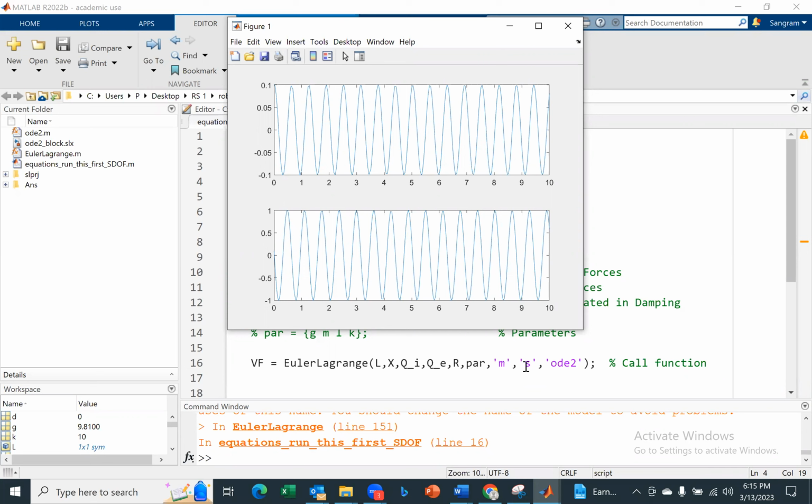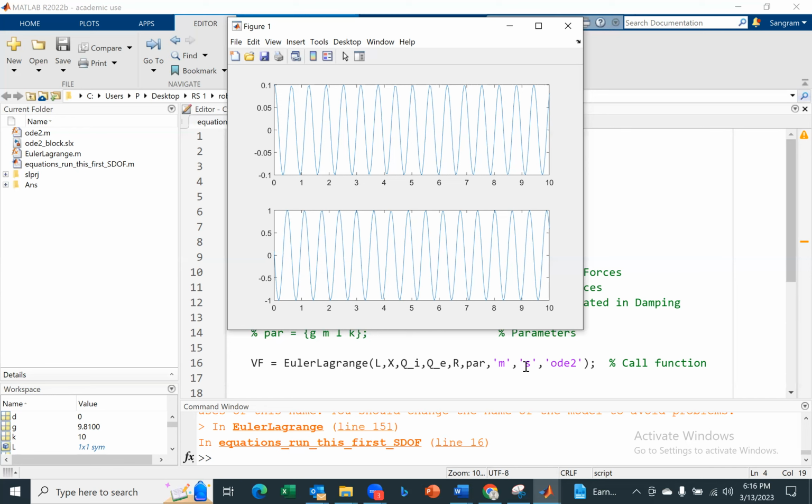Everyone else got it? So what it is, in this code, I gave a Lagrangian and the MATLAB code found the differential equation and numerically integrated it. What you see in front is time versus displacement. The first plot is displacement versus time, and the second plot is velocity versus time.